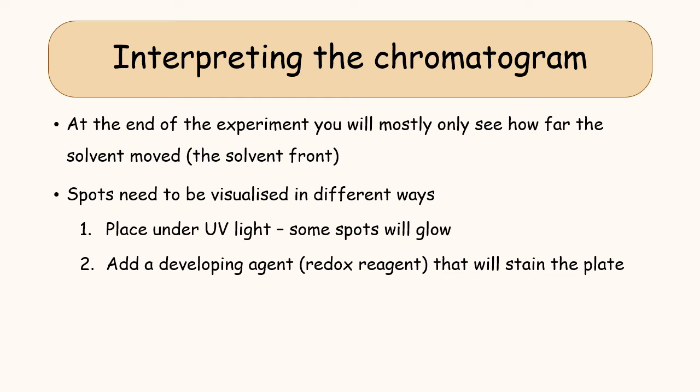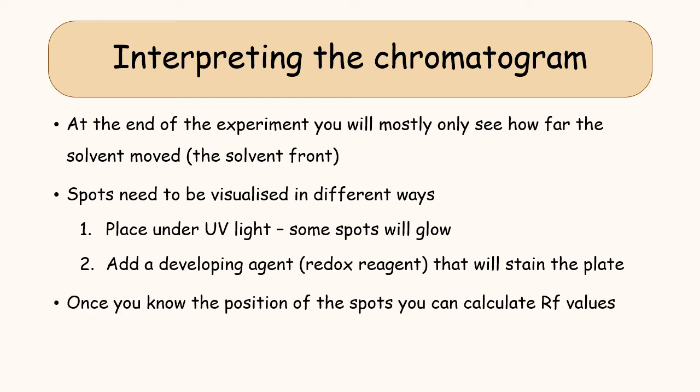You can also add a developing agent. Developing agents are usually either a reducing or an oxidizing agent that will stain the whole plate, but the spots will end up a different color because they will have done a redox reaction that has changed the color of the stain. And so that allows you to visualize your spots.